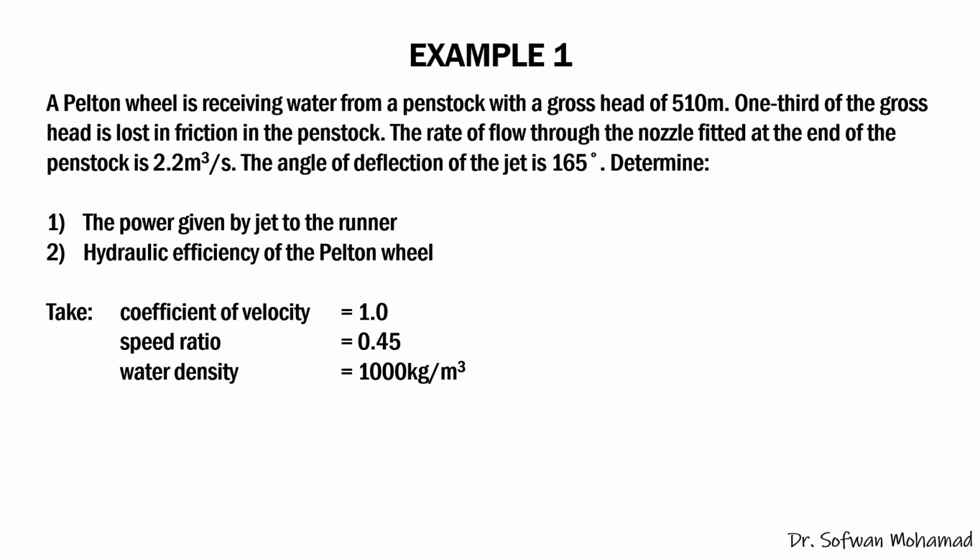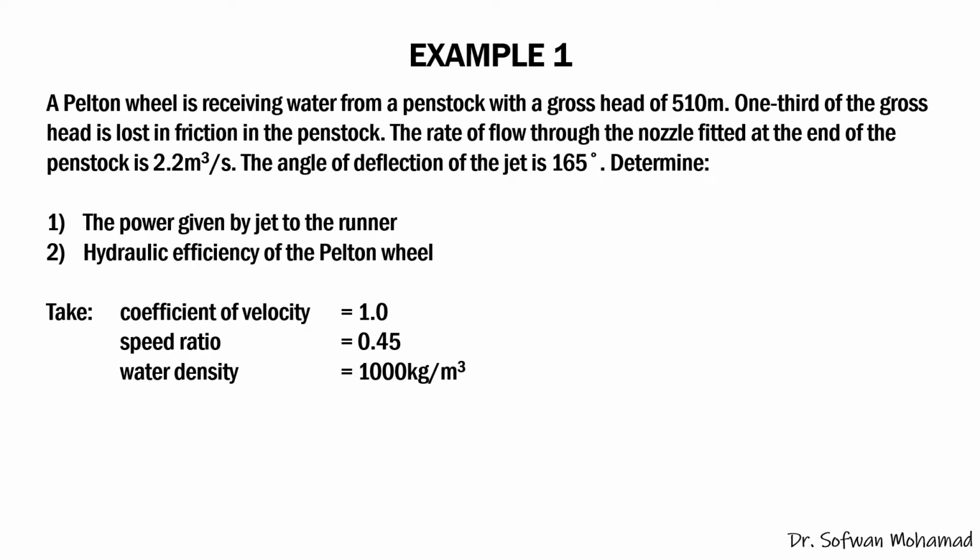Example number 1. A Pelton wheel is receiving water from a penstock with a gross head of 510 meters. One-third of the gross head is lost in friction in the penstock. The rate of flow through the nozzle fitted at the end of the penstock is 2.2 meter cube per second. The angle of deflection of the jet is 165 degrees.